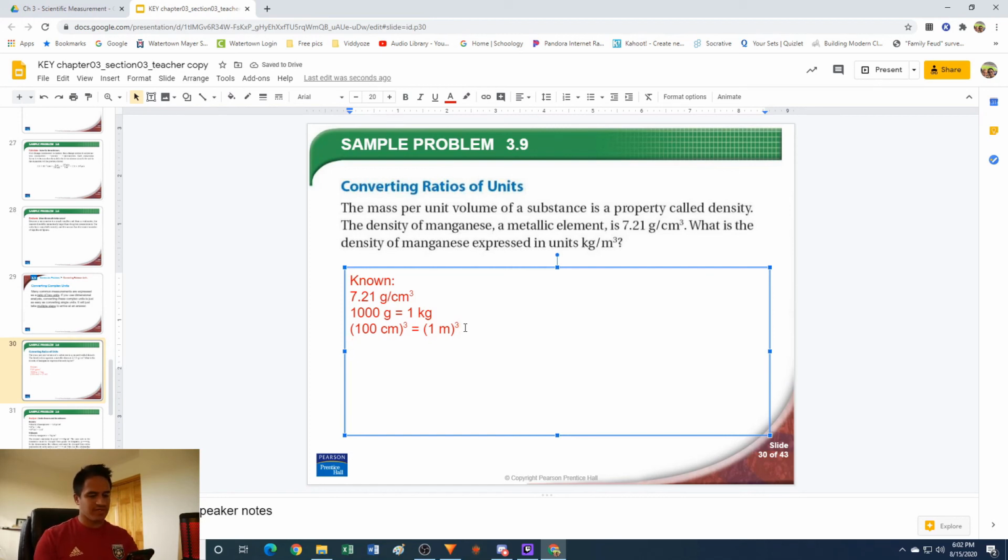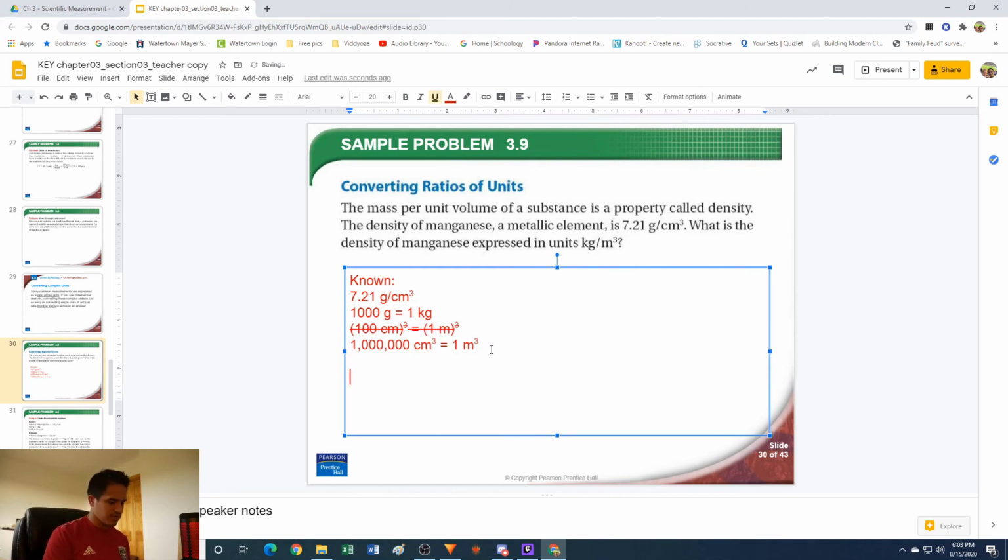On my calculator, if I take 100 times 100 times 100, this gives me 1,000,000 cubic centimeters, and then 1 times 1 times 1 is just 1, and that's 1 cubic meter. So this is our regular conversion between centimeters and meters, but if we cube them, we can now get a conversion factor between cubic centimeters and cubic meters. At this point, we have all the information that we need to solve this problem. We just got to set up the math.